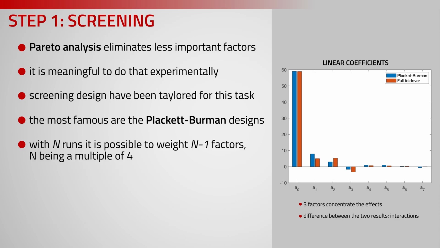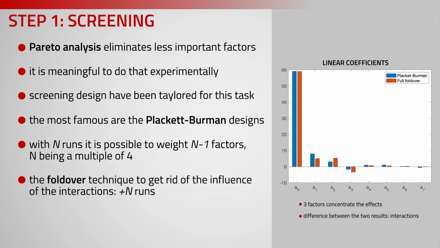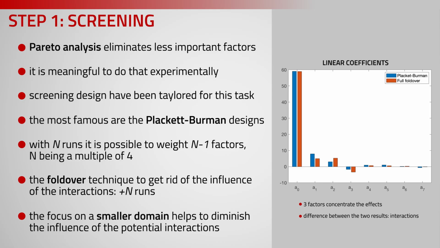We can also get rid of eventual interactions, because all the time the question is, do we have interactions or not? When we do not have interactions, we can go straightforward. If we have interactions, we perhaps want to get rid of them, and we can do that with a technique called fold-over. We will redo the Plackett-Burman design, but we will invert the values of the factors. When the factors were used at the highest position, we will use them at the lowest position, and when we used them at the lowest position, we will now use them at the highest position.